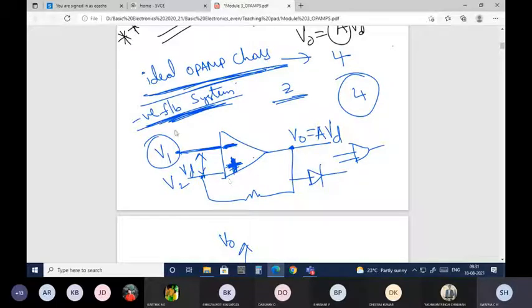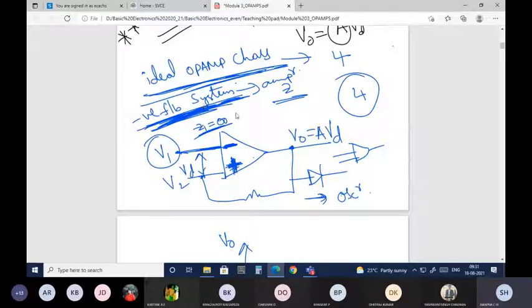Negative feedback will be used in amplifier circuits, and positive feedback will be used in oscillators. The reason we go with negative feedback for amplifier circuits is that it has many advantages. Advantages like bandwidth will be improved, so you'll have high bandwidth. And as I mentioned, the input impedance Zi should be infinite, right? With negative feedback, Zi will increase. Zi should not be less.